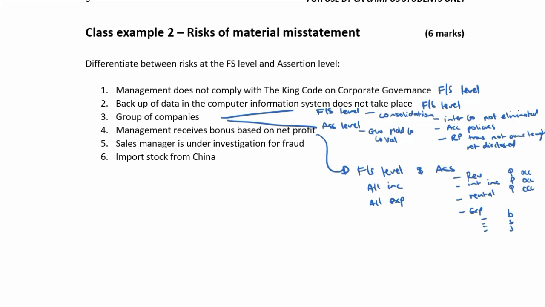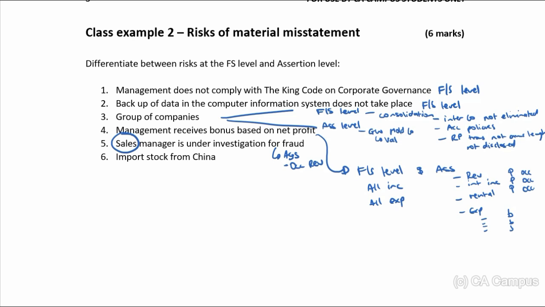Sales manager is under investigation for fraud. Yes, it's a manager, but only the sales manager. So he would have access to revenue. And so this becomes at the assertion level. So it's going to be the occurrence of revenue, fictitious revenue.